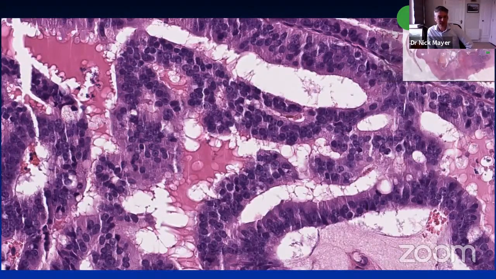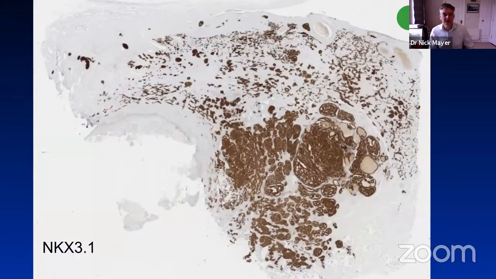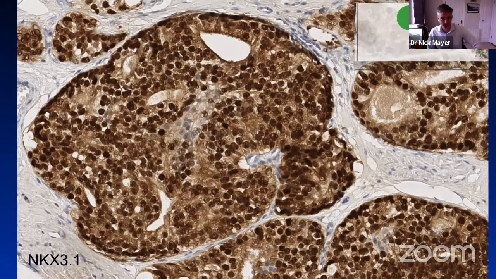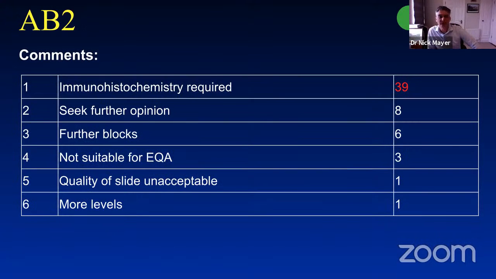Here's another area showing a slightly different morphology with a bit more columnar cytomorphology and some pseudostratification. And this is the immuno slide that we had to look at, and that shows diffuse strong positivity with NKX3.1. Here's a higher power to show nice nuclear positivity. So in terms of comments, 39 additional immuno, and as you'll hear, a lot of this relates to PSA and PSAP. Very few saying not suitable, in fact, very few other comments.